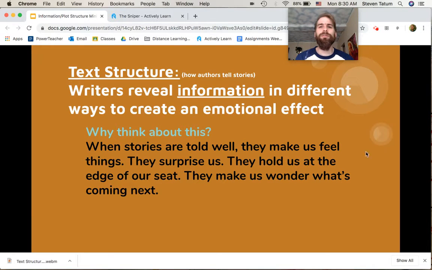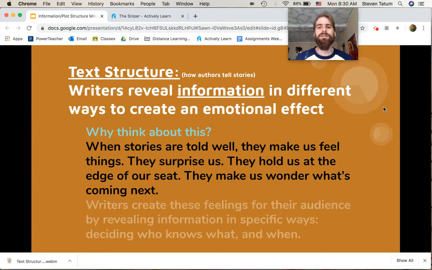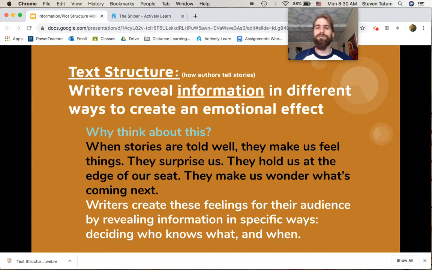And being able to understand how authors create those feelings by revealing information to the audience in different ways can help us appreciate those feelings and see inside the workings of that storytelling and see how they're able to make us feel those things and appreciate that storytelling more.